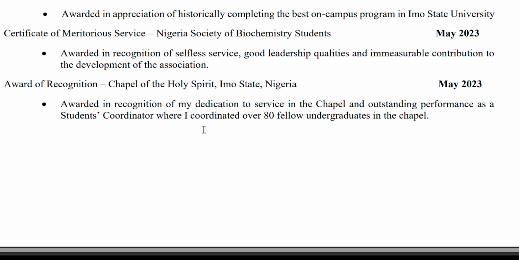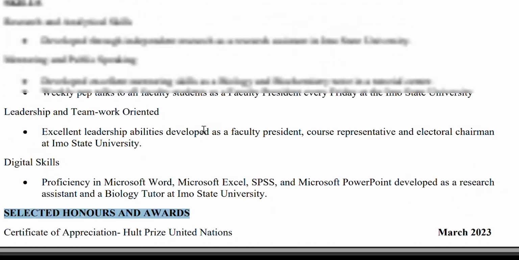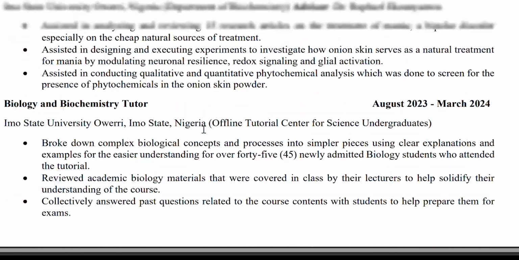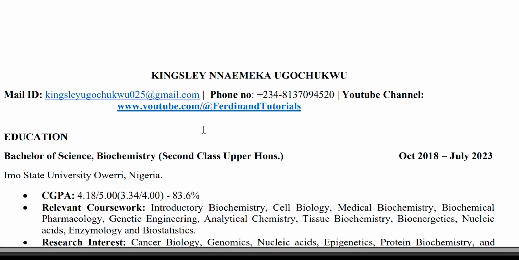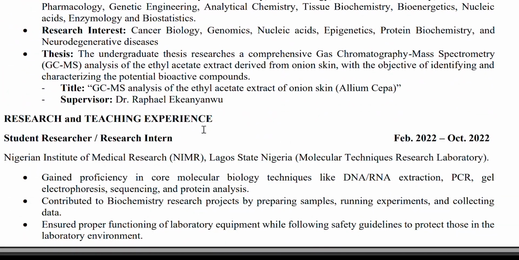So this is how an academic CV should look. Please, in your academic CV, there is no need to add your gender. There's no need to add your date of birth. There's no need to add that you are from a poor family, a poor home, all this. No, please use this template. Use this template to prepare your academic CV.